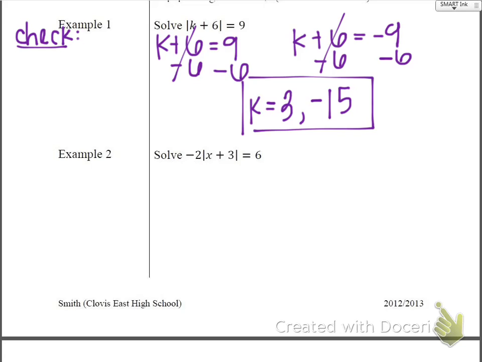So just really quick, let's do 3. So the absolute value of 3 plus 6 equals the absolute value of 9, which is 9. So that one works.